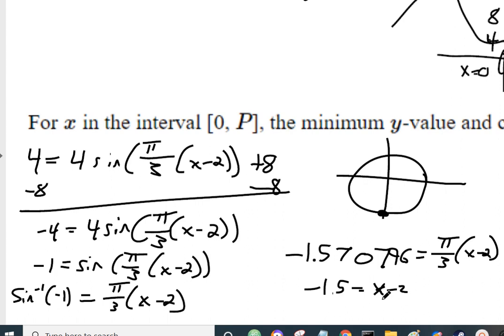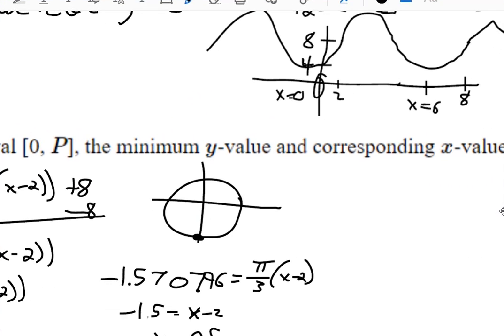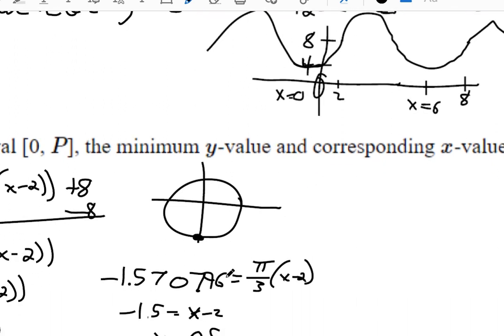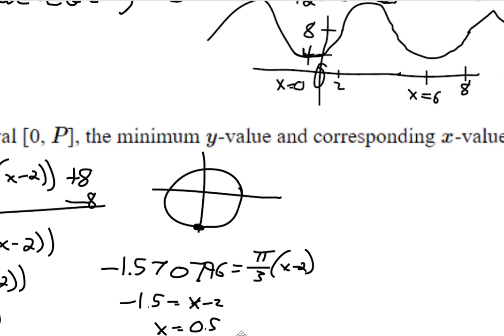And then if I'm trying to get x by itself, I can add 2 to both sides. Right, I divided by the pi over 3 from both sides. Add 2 to both sides, so I get x equals 0.5. Okay, so it's a good thing we did that because our rough sketch showed from 0 to 6. My rough sketch was pretty rough because it looked like the minimum occurred somewhere in the negatives. We just solved and we found out that x equals 0.5 is the location for the minimum. We hit that bottom of 4 when x equals 0.5.